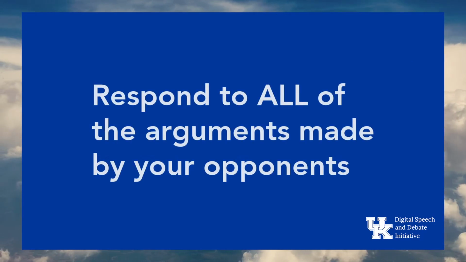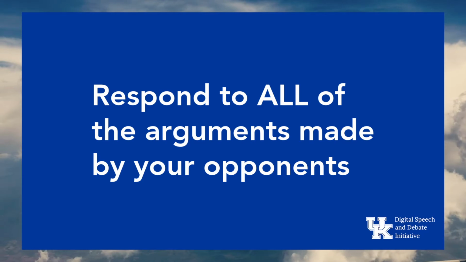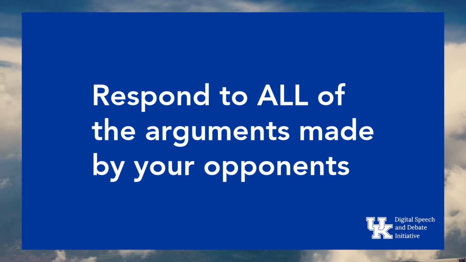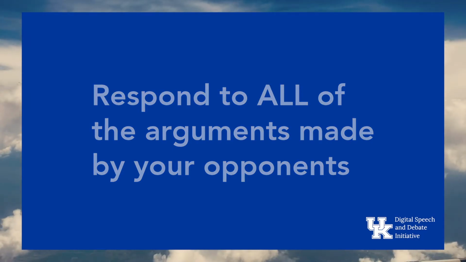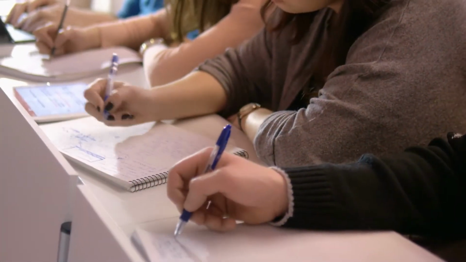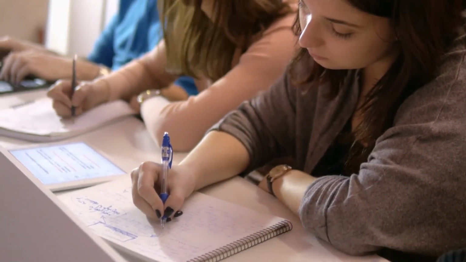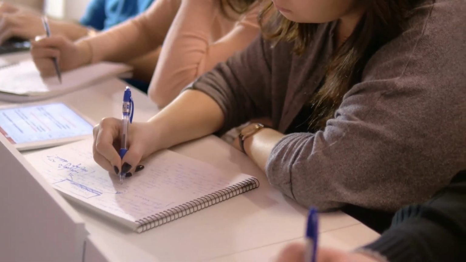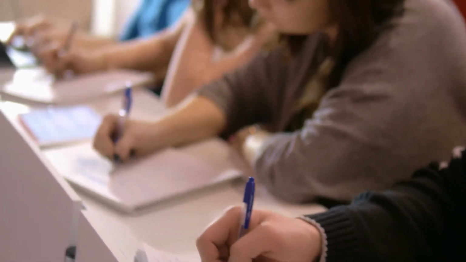There are a variety of ways to structure your rebuttal speech, but the easiest way to make sure you're responding to all of your opponent's arguments is to go down your opponent's case in order and respond to each argument. While your opponent is delivering their first constructive speech, you should be listening closely and writing down the main points of their arguments and their important pieces of evidence. Then you should be thinking about what you're going to say against their arguments.